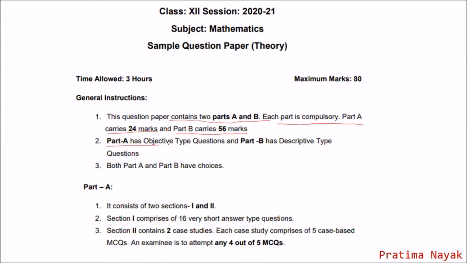Part A again has two parts. Part B is all descriptive type and part A is all objective type. Both part A and part B have choice. Part A consists of two sections, 1 and 2. Section 1 comprises 16 very short answer type questions. Section 2 contains 2 case studies. Each case study comprises 5 case-based MCQs.